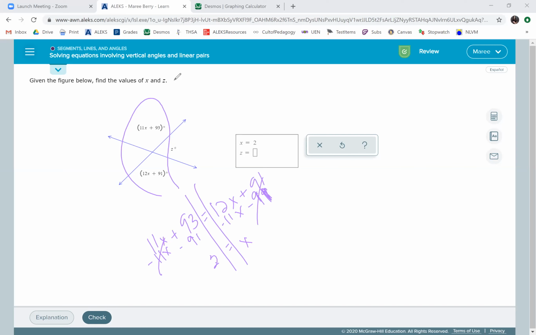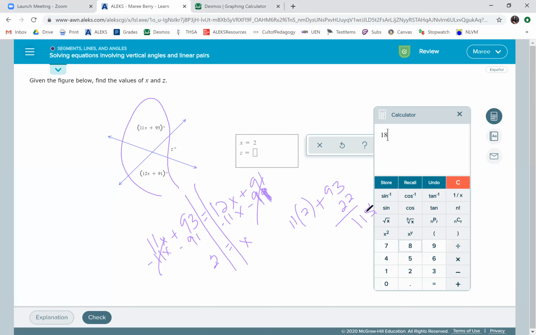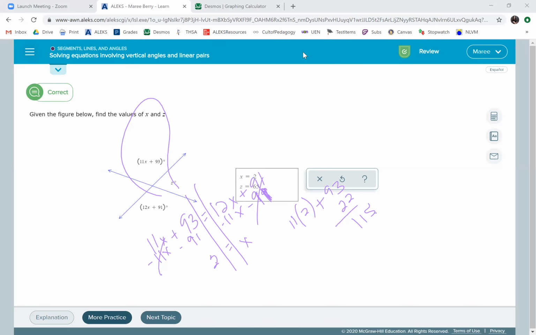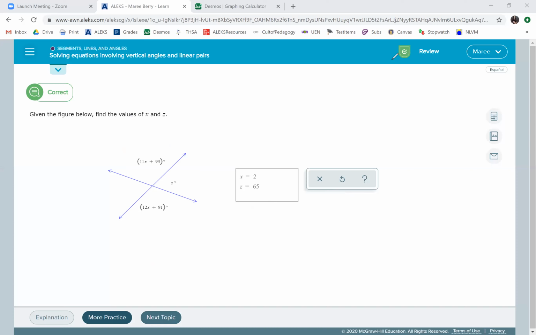It doesn't matter which. I'm going to do 11 times 2 plus 93. So 22 plus 93 is 115. And we have to subtract 115 from 180 to get what z equals, which is 65. Because this 11x plus 93 and z will add to 180. So that's why we had to do it that way. Okay, that's the end of the lesson.